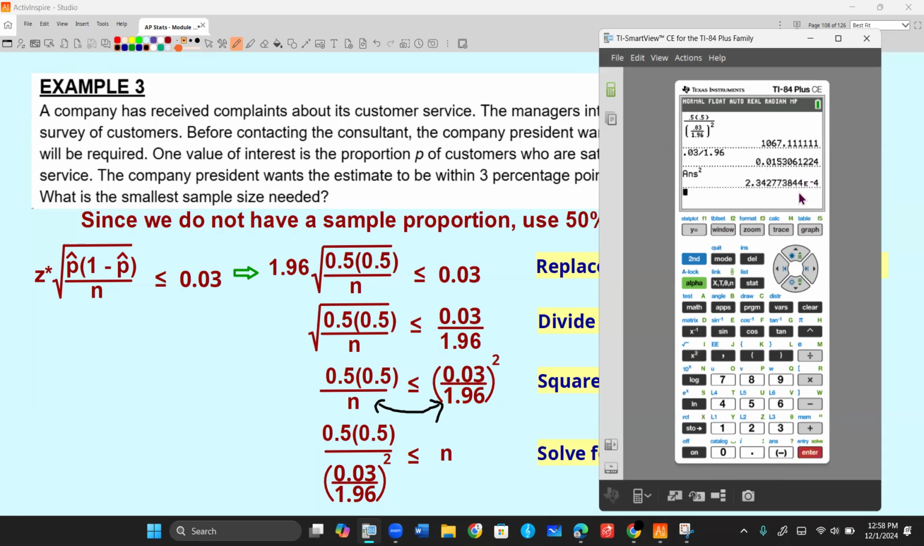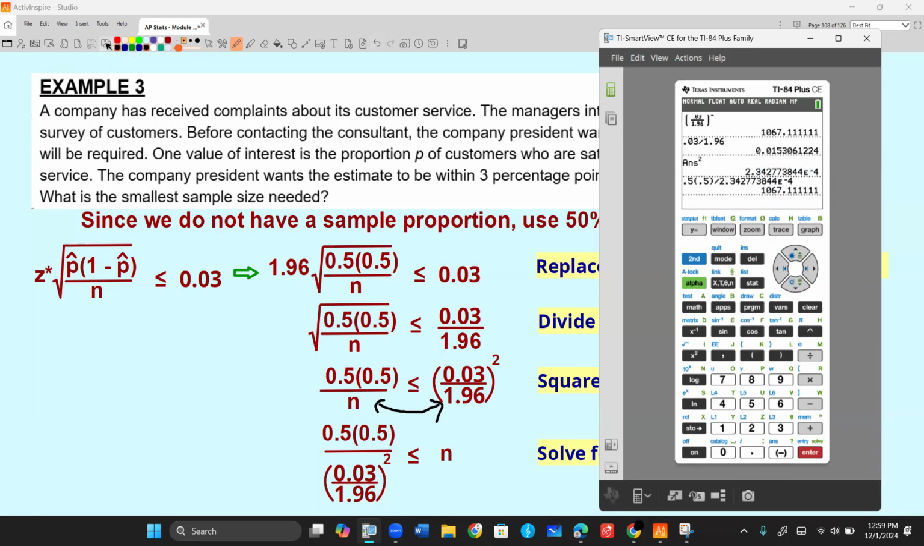Now it's going to give you it in scientific notation. So just very carefully do 0.5 times 0.5 and then divide by, just scroll up. You don't have to retype it. Press enter and you'll get 1067.111.